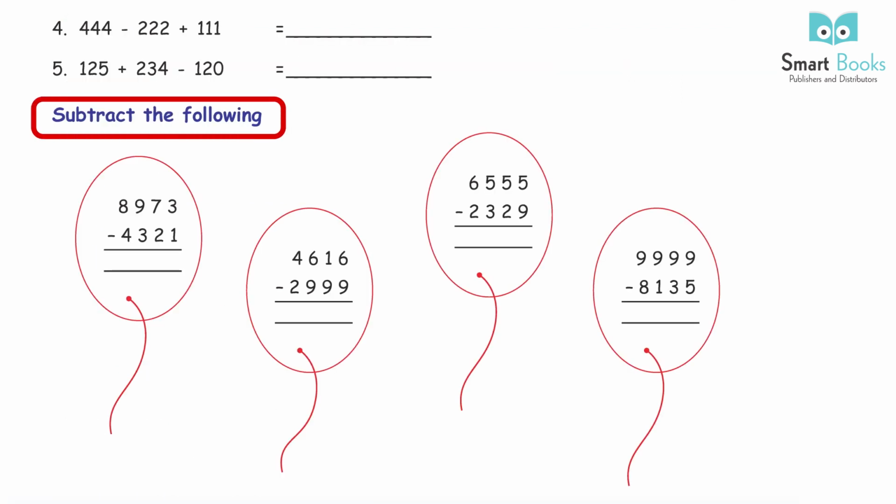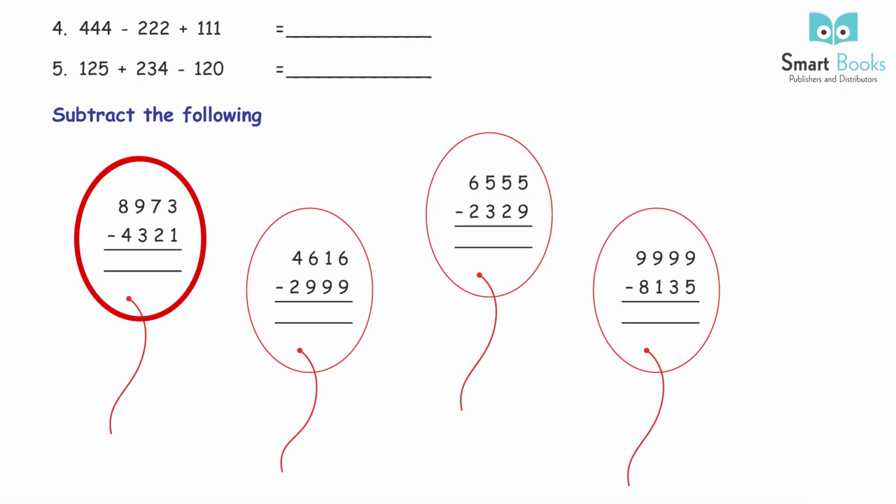Subtract the following. 8,973 minus 4,321 is equals to 4,652. 4,616 minus 2,999 is equals to 1,612. 6,555 minus 2,329 is equals to 4,226. 9,999 minus 8,135 is equals to 1,864.